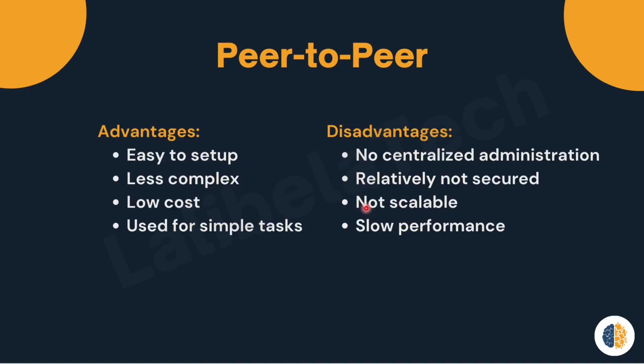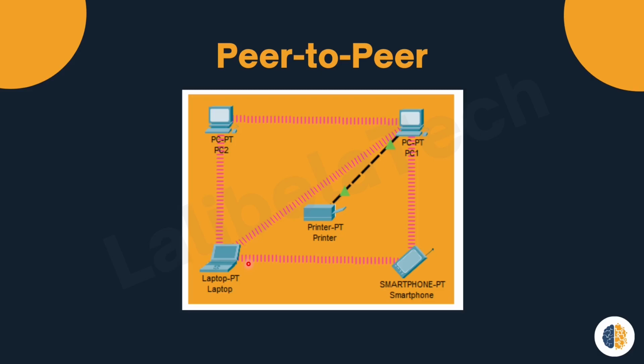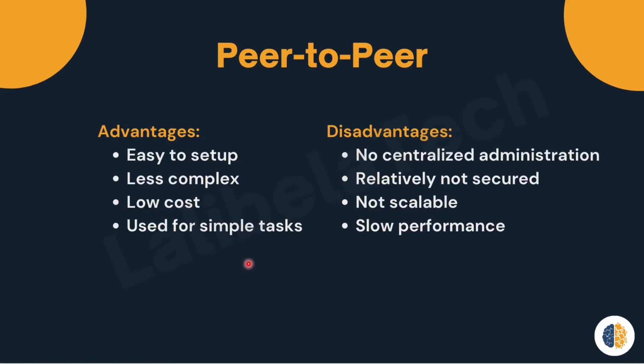The last one is slow performance. Since all devices can act as a client or a server, it will have an impact on performance. For example, when you send a file, your phone acts as a server. But when you receive, it acts as a client. And this will have an impact on the performance.